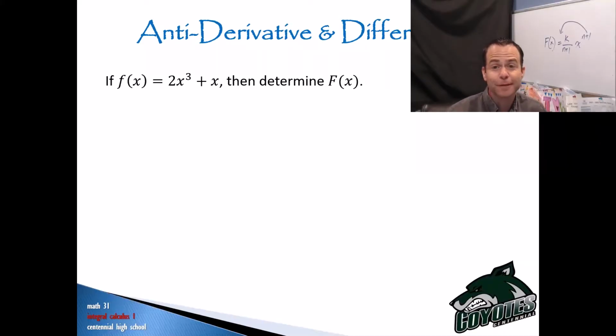Okay, so let's try a few examples. If f of x is 2x cubed plus 3, so that's little f of x. Little f of x will refer to the derivative. Big F of x refers to the original function or the antiderivative, okay? So determine the antiderivative. Now, here's what I want you to think through.